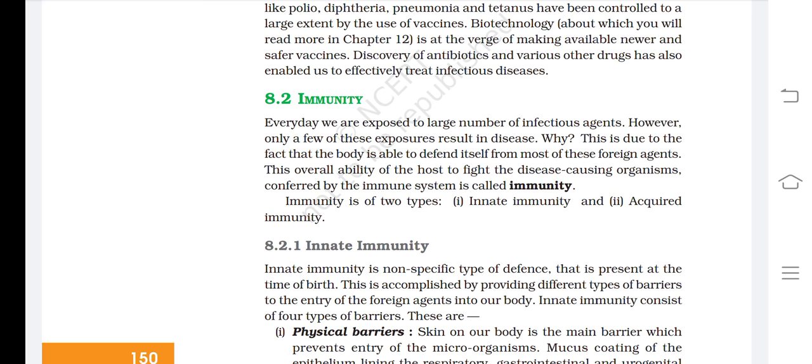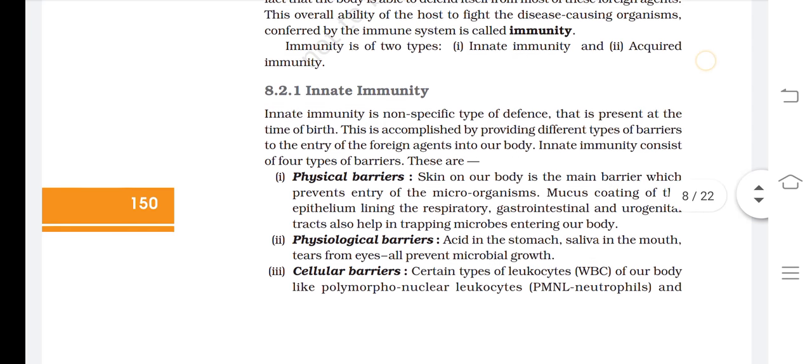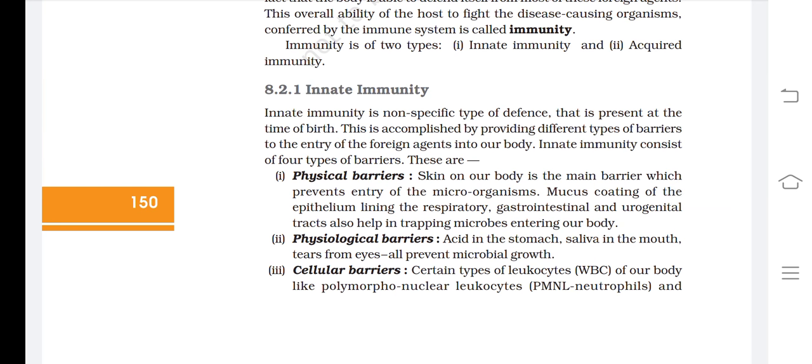Innate immunity. Innate immunity is a non-specific type of defence that is present at the time of birth. This is accomplished by providing different types of barriers to the entry of foreign agents into our body. Innate immunity consists of four types of barriers. These are: first, physical barriers. Skin on our body is the main barrier which prevents entry of microorganisms. Mucus coating of the epithelium lining the respiratory, gastrointestinal and urogenital tracts also helps in trapping microbes entering our body.